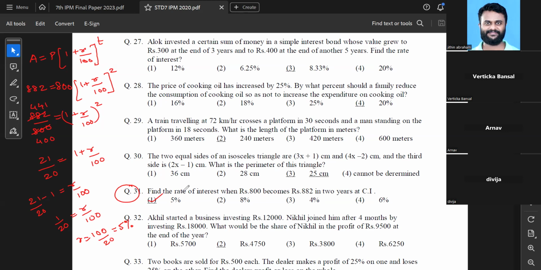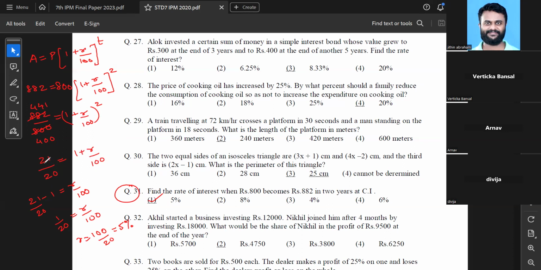Sir, can you explain from when you take the roots from both the sides? Yeah, I'll explain again. When you take the root on both the sides, the square root of 441 is 21, and the square root of 400 is 20. On the other side, we already had a square. When we take the square root, the square vanishes, so I'm left with only 1 plus R by 100.